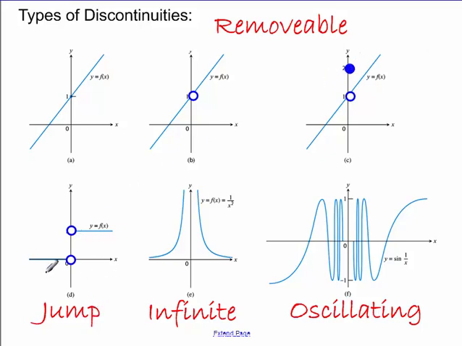When your function jumps to a different value, that's something like when you're talking about absolute value graphs or piecewise functions. When you have a vertical asymptote, that's an infinite discontinuity. And then an oscillating function is when you oscillate, and it's really hard for you to see that. But if you graph this function, 1 over x, in your calculator and you zoom in, as you get to 0, it's going to keep oscillating back and forth. So our limit here would not exist.